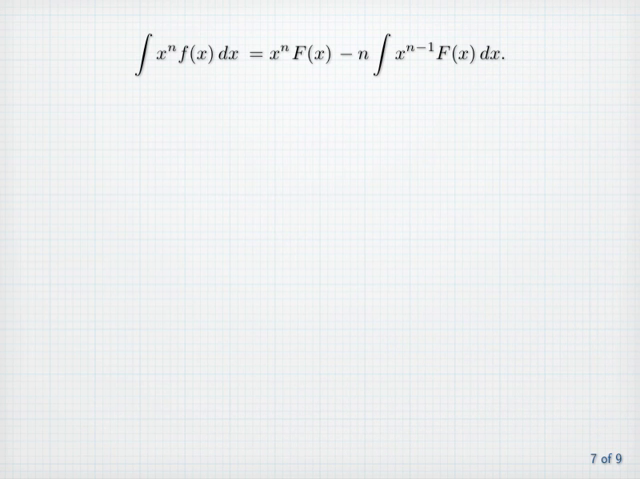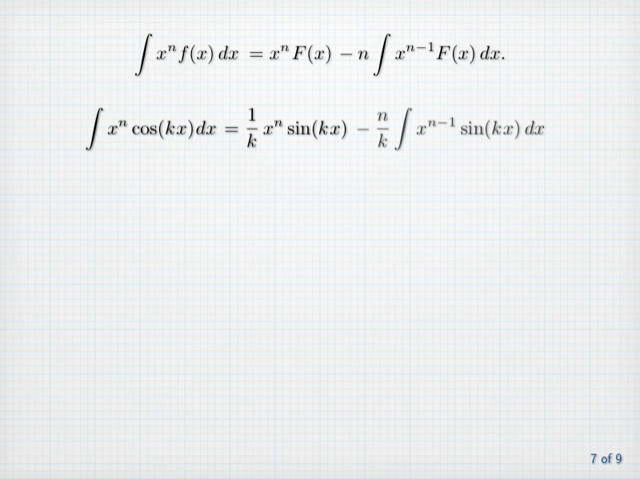Now let's apply the same general formula to the situation where little f of x is equal to cosine of kx. An antiderivative of cosine kx is 1 over k times sine kx, so we'll use that as capital F of x and write x to the nth power times 1 over k times sine kx minus n over k times the integral of x to the n minus 1 sine kx dx.